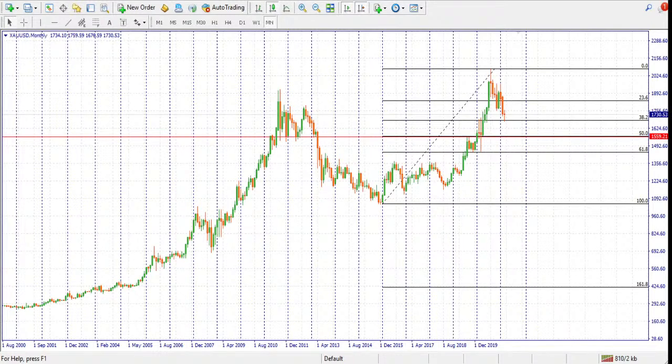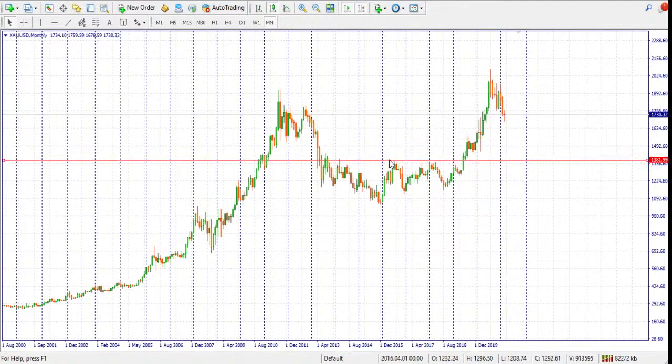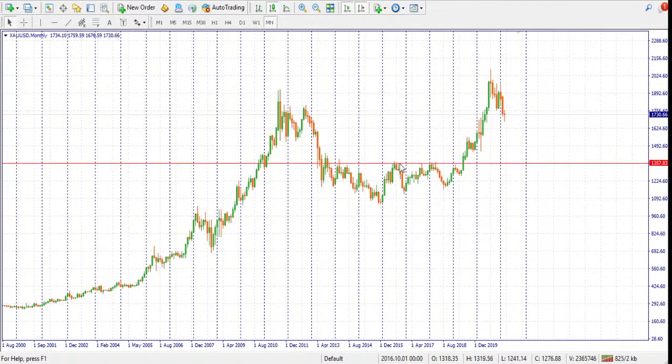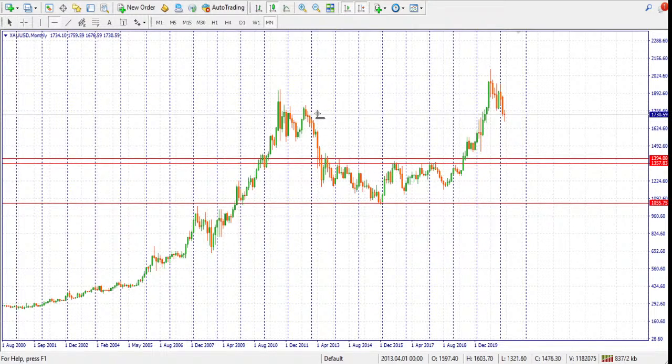The other thing, if we leave the fib levels aside, there is this level here. We have a level here. We have a resistance, and then we have this here, a support. And then we have a resistance here. And then we have this.